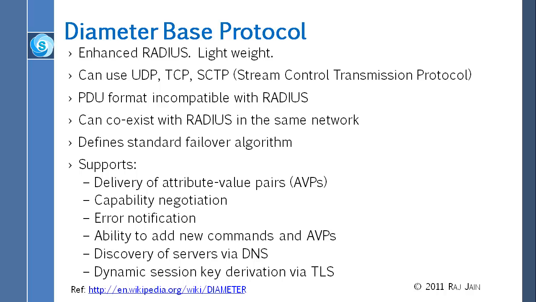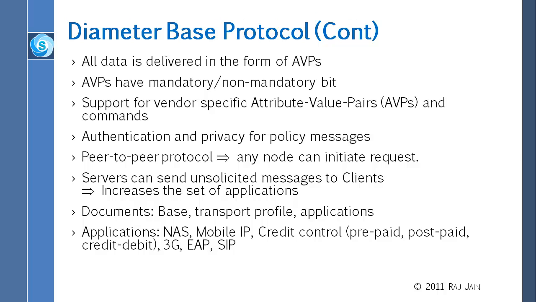Capability negotiation. We talked about that it was missing from the RADIUS. Error notification, ability to add new commands and AVPs, discovery of servers by DNS, so you can send a DNS request to ask who is the RADIUS server for this domain. And dynamic session key derivation by TLS, and it also supports TLS to define the security key, secret keys. Anyway, that is another web page in Wikipedia.